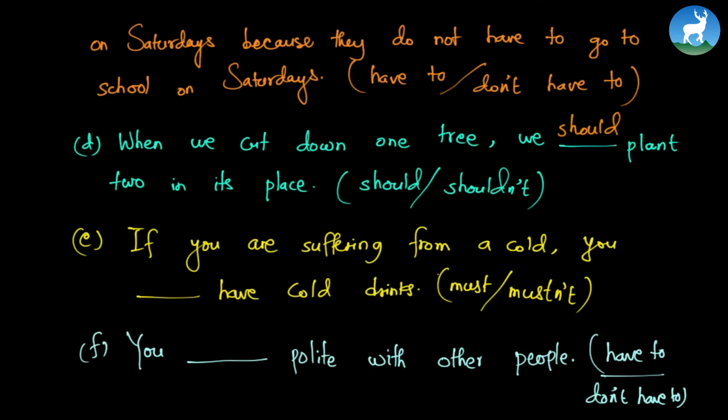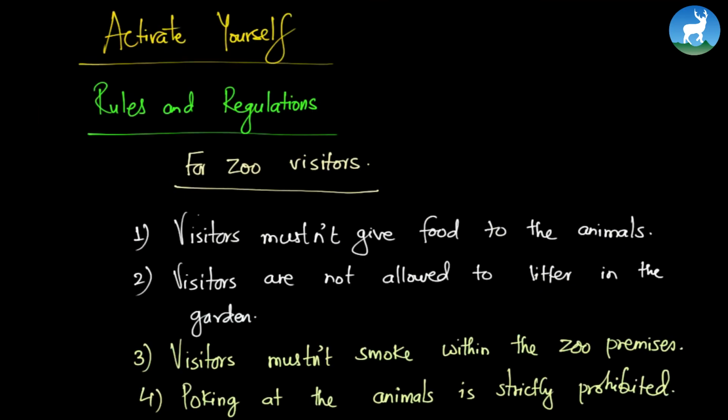If you are suffering from a cold, you mustn't have cold drinks. You have to be, okay, B is missing. You have to be polite with other people. Very easy. So here are some of the rules and regulations that are for the zoo visitors.